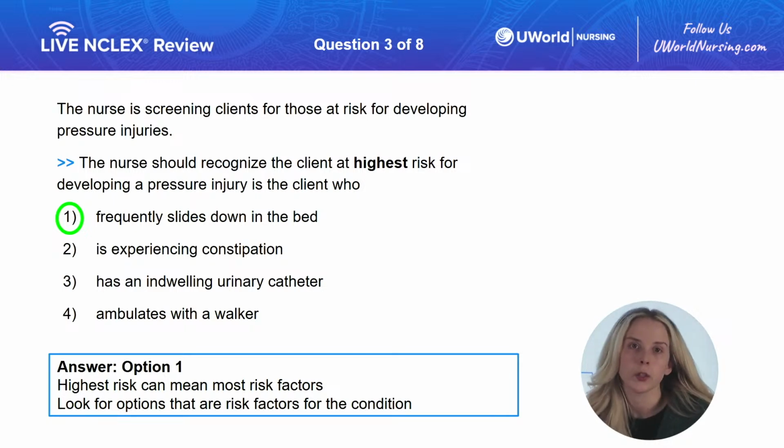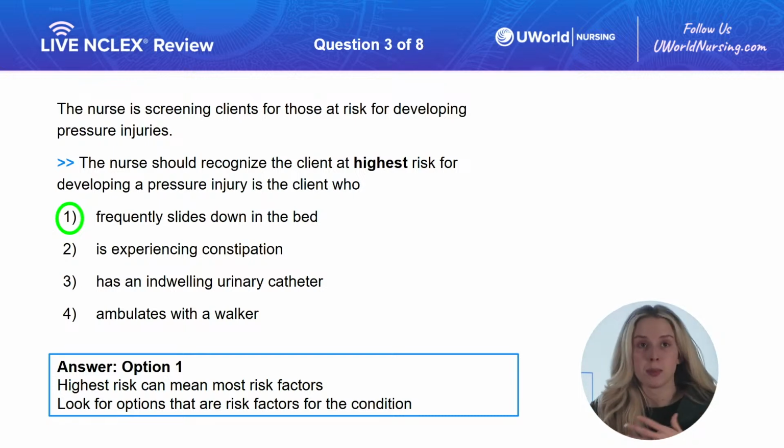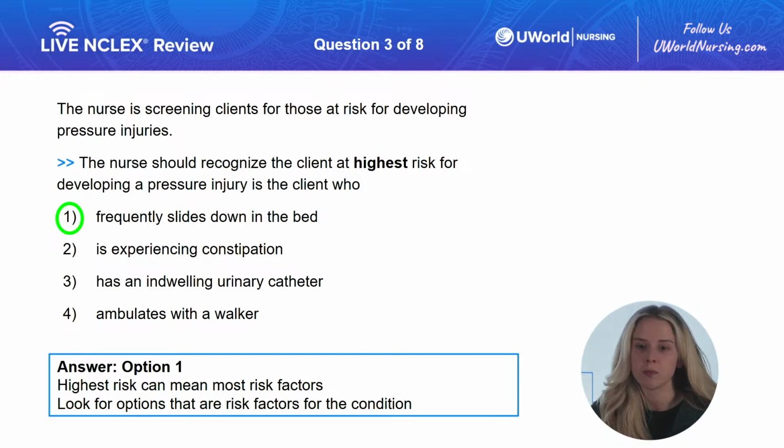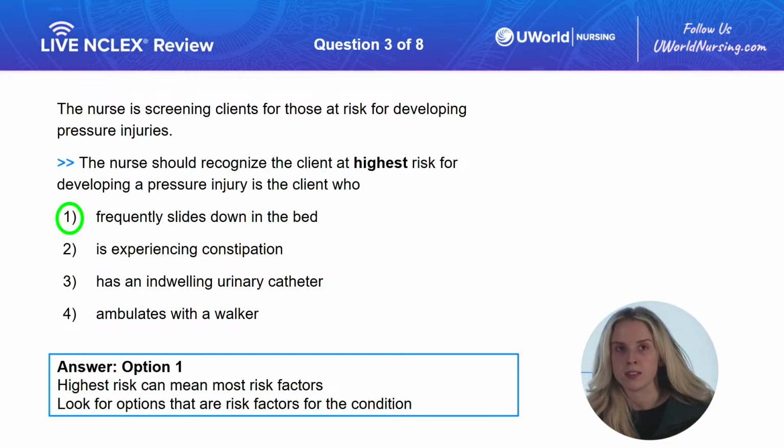Other risk factors include, of course, immobility, incontinence, poor nutrition or hydration, unrelieved pressure, the client not being turned or moved frequently enough, and any comorbidities. One to call out would be diabetes, which we know delays wound healing. But our number 1 risk is going to be that friction and shearing force, which equates to option 1, frequently slides down the bed.